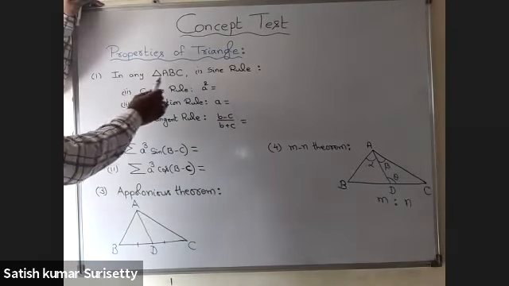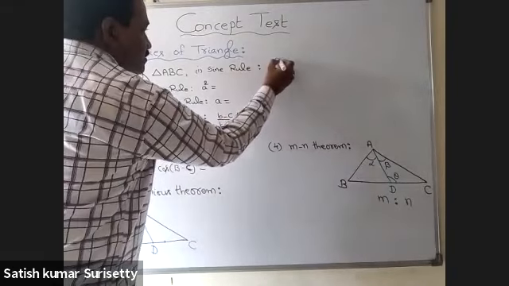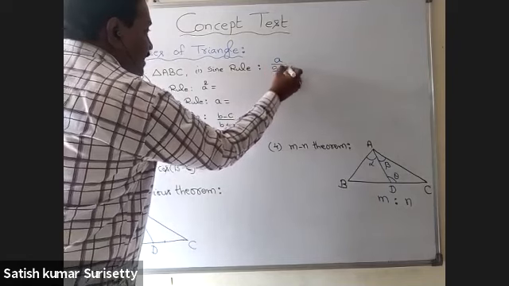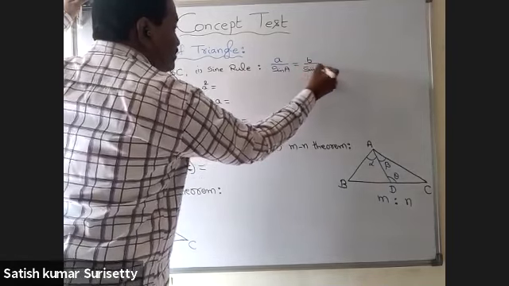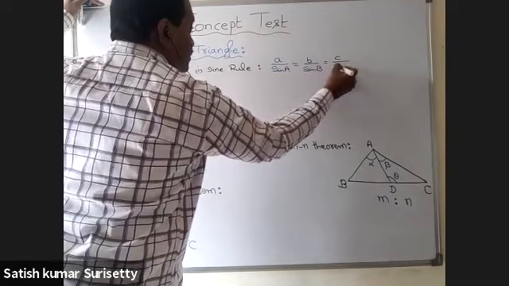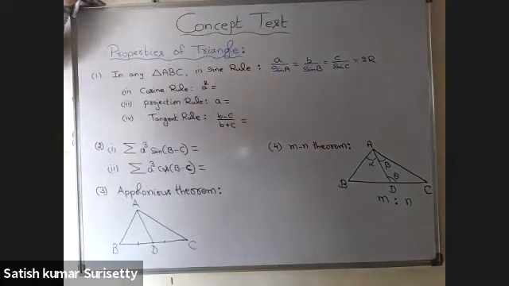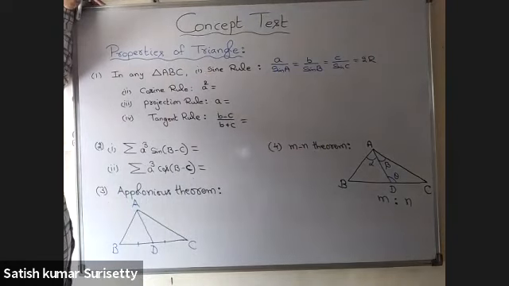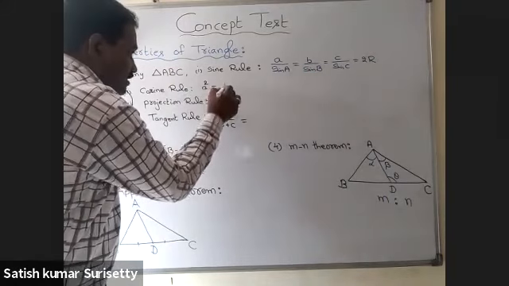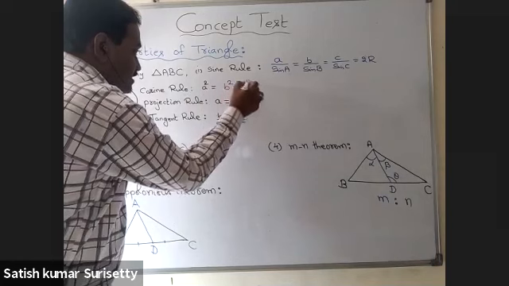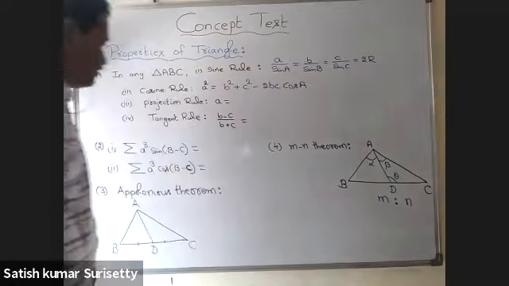First one, in any triangle ABC, sine rule: a upon sin A equal to b upon sin B equal to c upon sin C equal to 2R, where R is the circumradius of the circumcircle of triangle ABC.